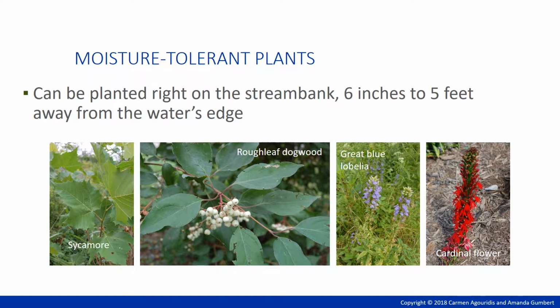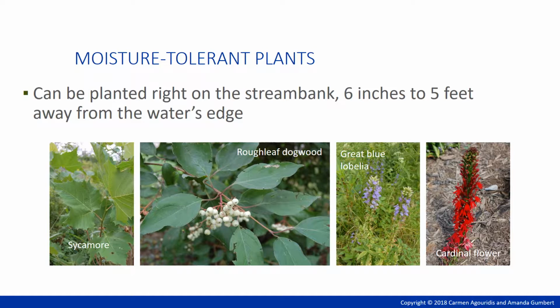Shrubs include silky dogwood, roughleaf dogwood, buttonbush, elderberry, strawberry bush, and ninebark. Herbaceous plants include great blue lobelia, cardinal flower, Joe Pye weed, swamp milkweed, jewelweed, and turtlehead.